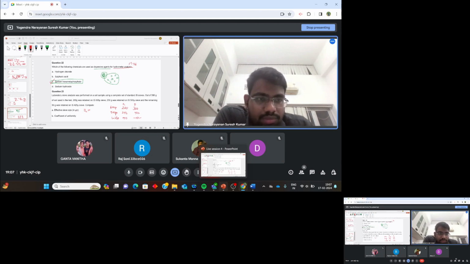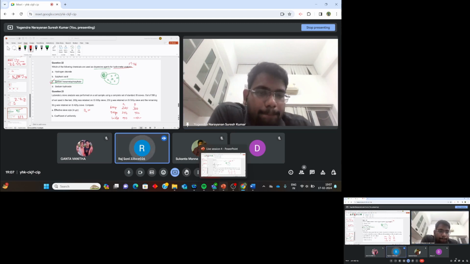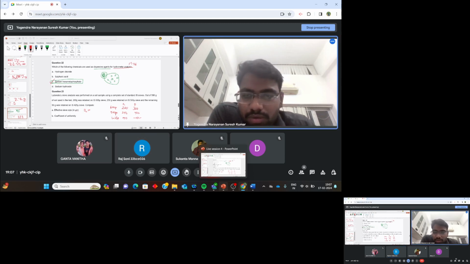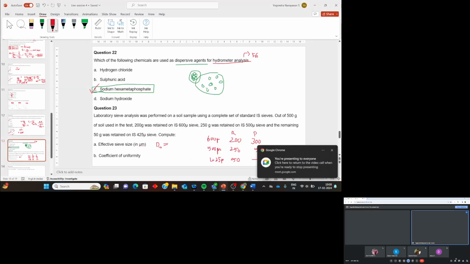Hello, are you able to understand? Yes. So which is the D10 value? There is nothing to calculate, you can directly say. Five hundred microns. 50 grams, that is 10%, is passing through this sieve size. So that means this is D10.